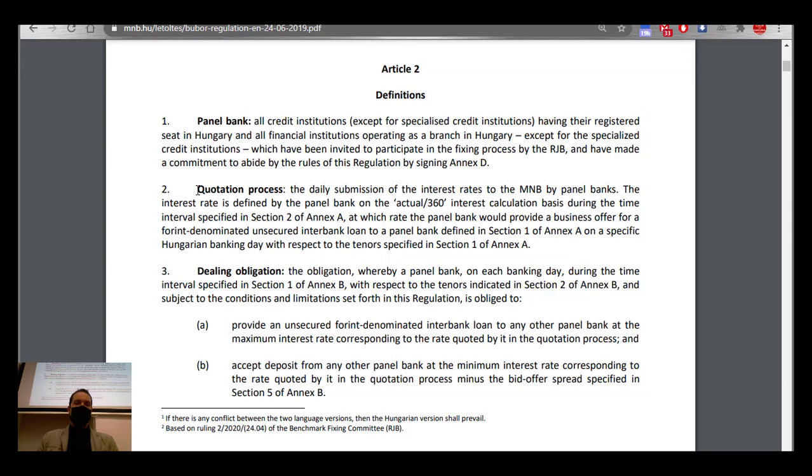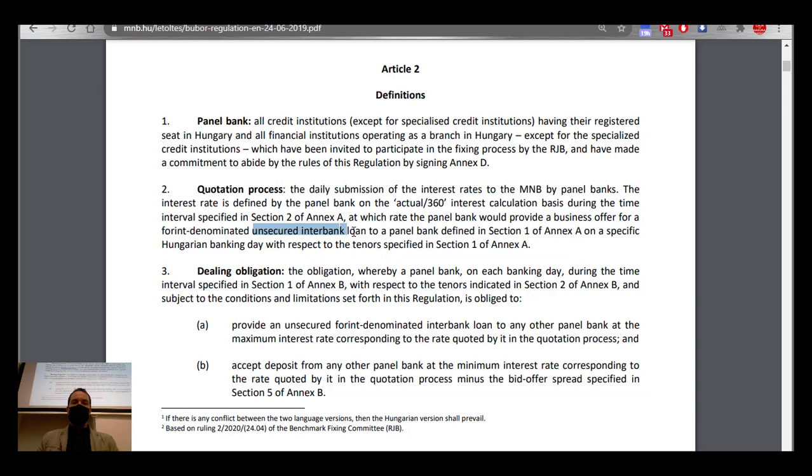Yeah, so in this case, I mentioned that it's a quotation process, like a query. There is a daily submission of interest rates to the national bank by the panel banks. The interest rate is defined by the panel bank. It's usually related to the domestic currency. After that, I will show you other examples when it's not just for domestic currencies, but usually for small money markets, it's only for domestic rates.